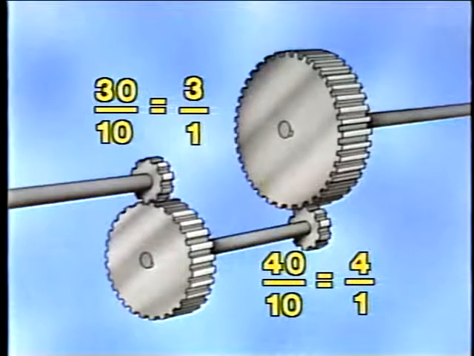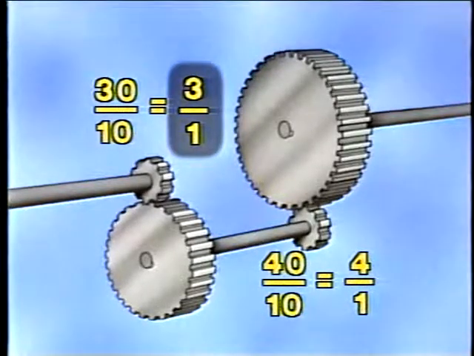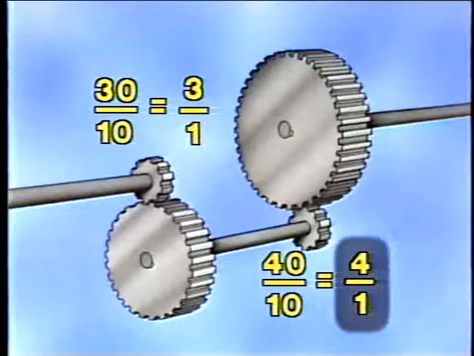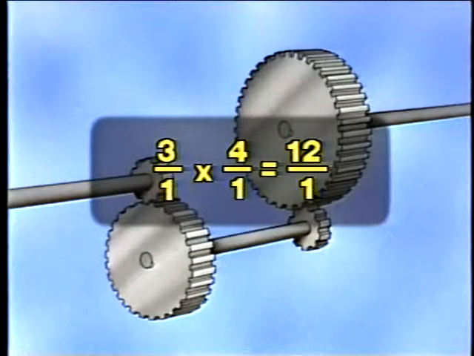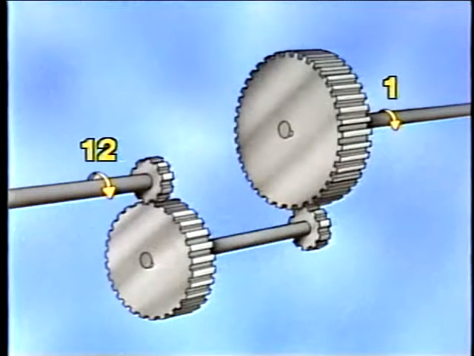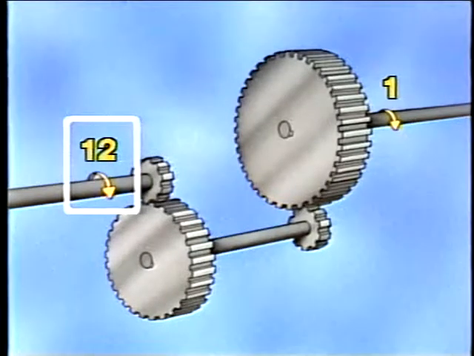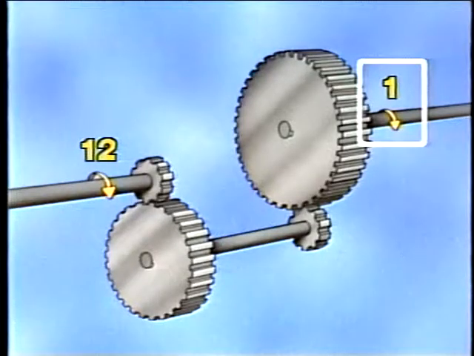This information can be used to determine the ratio across the entire series of gears. That's done by multiplying the ratio of the first gear set by the ratio of the second gear set. So 3 to 1 times 4 to 1 results in a ratio of 12 to 1. This means that for every 12 revolutions of the input shaft, the output shaft will complete 1 revolution. Or, in other words, the motor shaft is turning 12 times faster than the pump shaft.